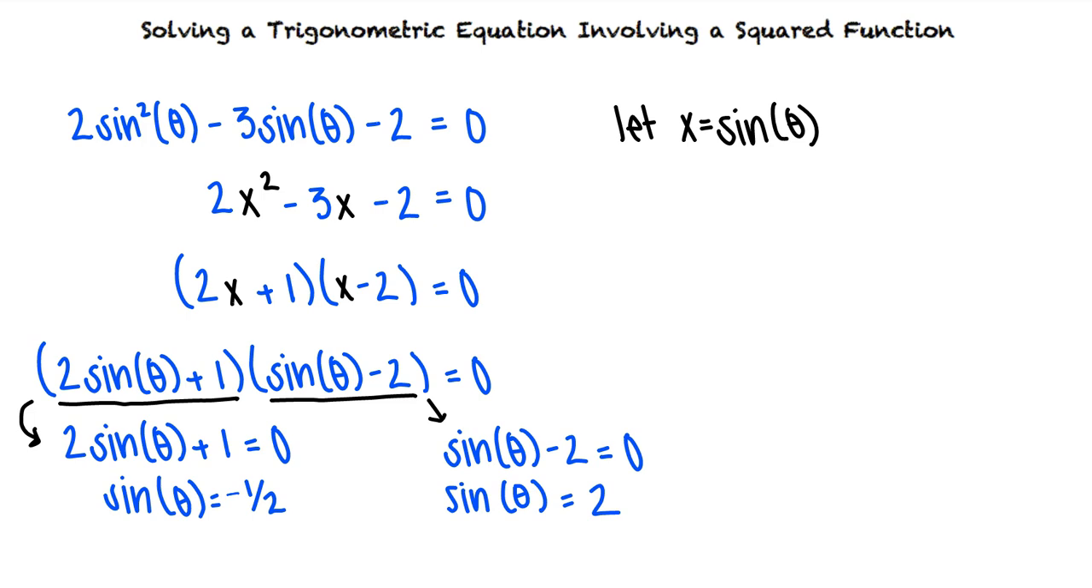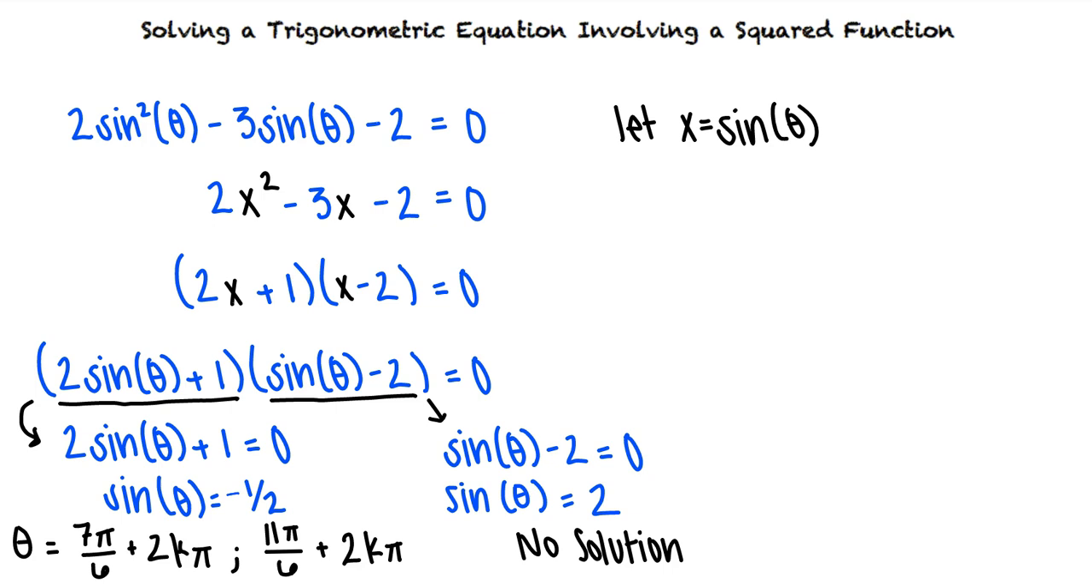When we solve for one factor, we see that theta equals 7 pi 6 plus 2k pi and 11 pi 6 plus 2k pi. For the other factor, theta has no solution. We remember that the 2k pi accounts for all coterminal angles of 7 pi 6 and 11 pi 6. So our final answer is theta equals 7 pi 6 plus 2k pi, k element z, or theta equals 11 pi 6 plus 2k pi, k element z.